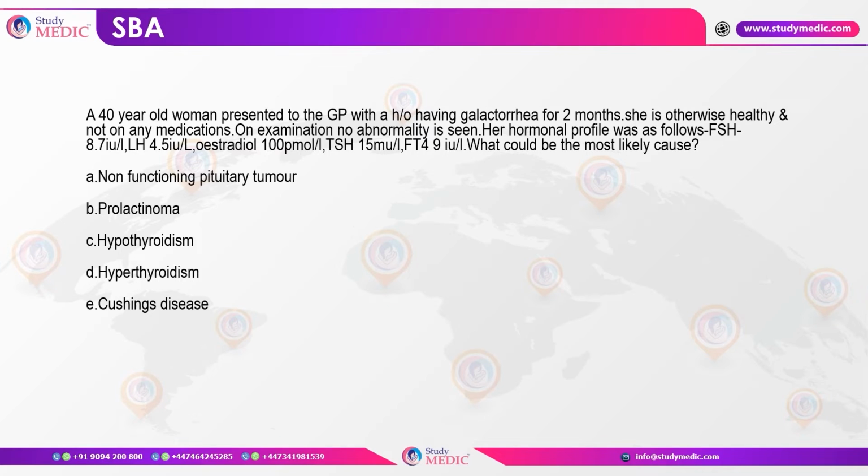It's obvious here that TSH is markedly increased. Even though they have not given you the normal ranges, a TSH of 15 is not going to be normal in any case. So the most likely cause that is responsible for this woman's condition is hypothyroidism. Alright, because all the other hormones are grossly in the normal range, whereas TSH is grossly elevated.